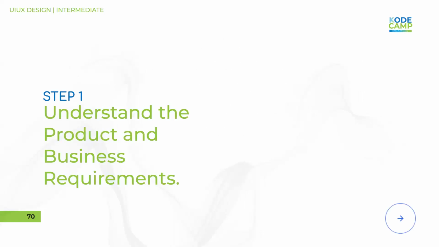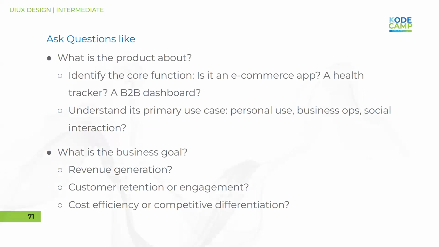Okay, so step one is that you should understand the product and business requirements. In this case, you should always ask questions like, what is the product about? Identify the core functionality. Is the product an e-commerce app? Is it a health tracker? Is it a B2B dashboard? Understand its primary use cases. Is it personal use? Is it business operations? Is it for social interactions and the likes of it?